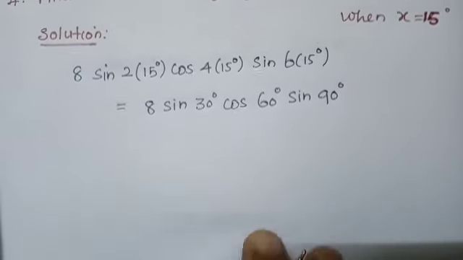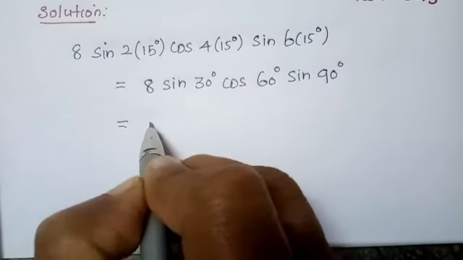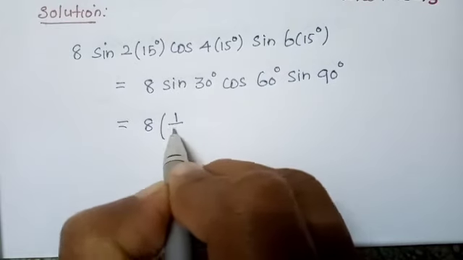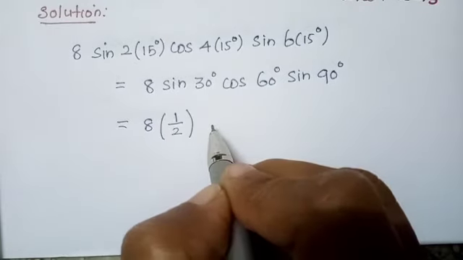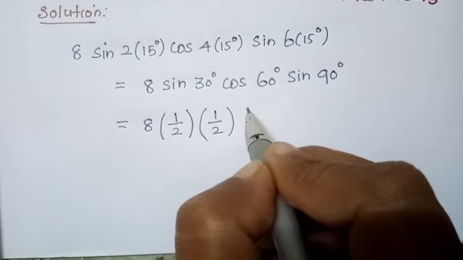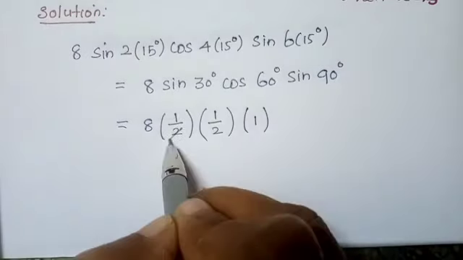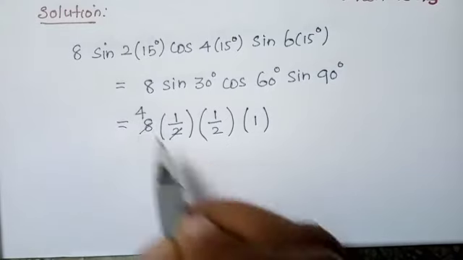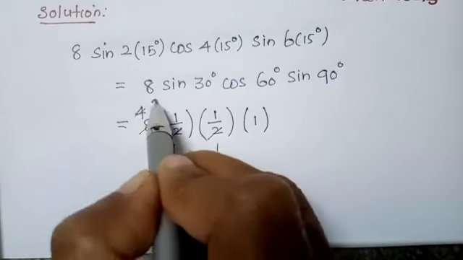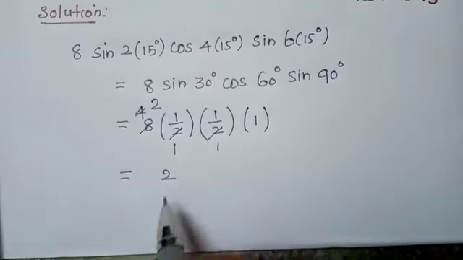Now we can write the values of the angles. It is equal to 8 into sin 30 degree value 1 divided by 2, cos 60 degree 1 divided by 2 and sin 90 degree value is 1. Cancel 2 and 8. Here 4 times. Here 1 time. Again cancel by 2 twice. We get the answer 2. 2 into 1, we get the answer 2.